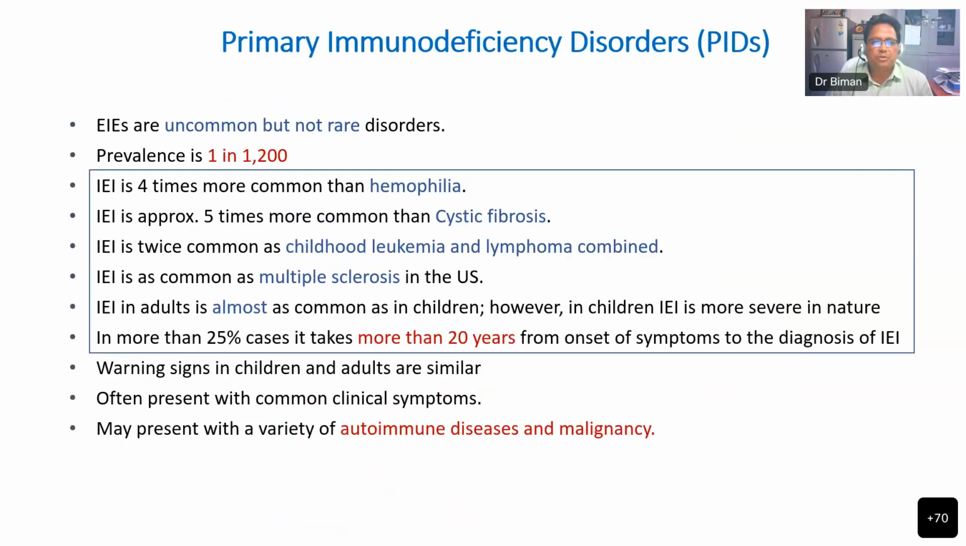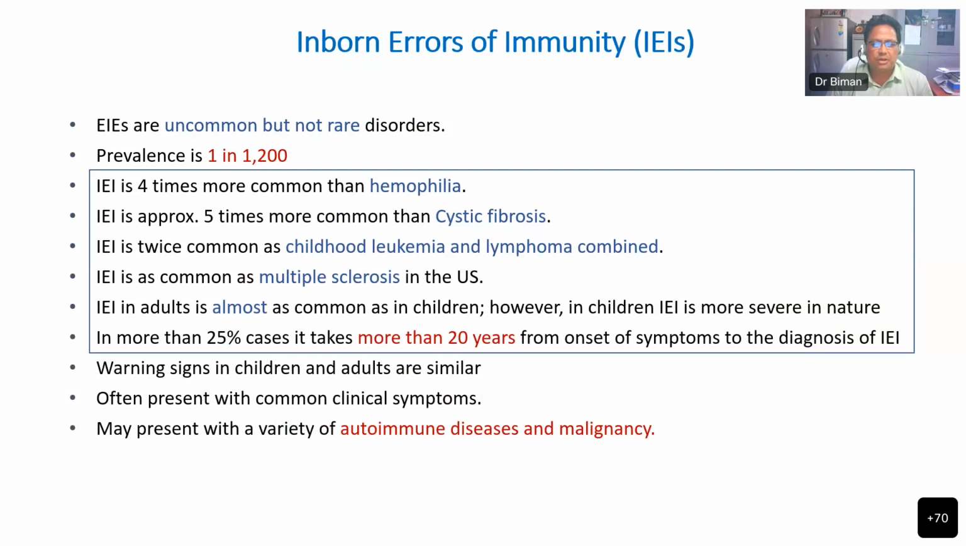Primary immunodeficiency disorders are now better known as the inborn errors of immunity. They are considered to be rare, but let me tell you, they are not rare. They may be uncommon, but they are not rare. If we consider the PIDs as a group of disorders, then it's not rare at all. Prevalence in some countries can be as high as 1 in 1,200. And it's much more common than many of the disorders that we commonly see.